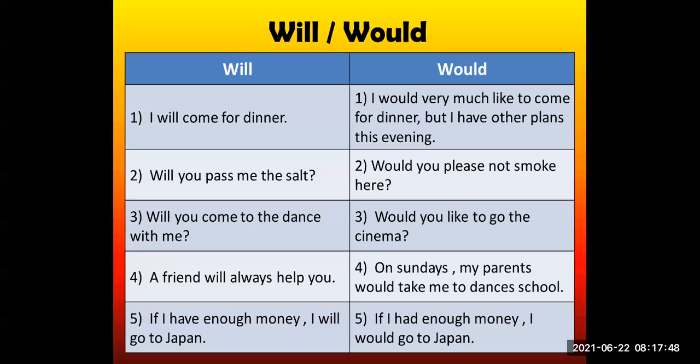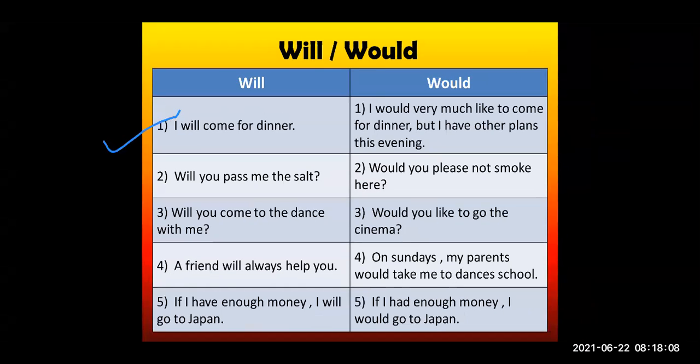Now, see, first example is I will come for dinner. What is the first example over here? I will come for dinner. Now, this event is there in future tense. In future, he is going to come for dinner. So, which modal auxiliary is used here? Will is used. So when you are talking any event in future, use the modal auxiliary will.